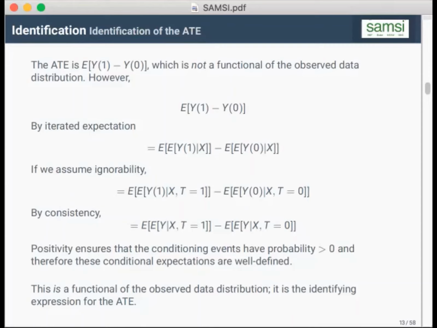And now we have a functional of the observed data alone, and we have proved that it's equal to the causal estimand that we're interested in, the ATE, under these three assumptions: ignorability, SUTVA, and positivity.